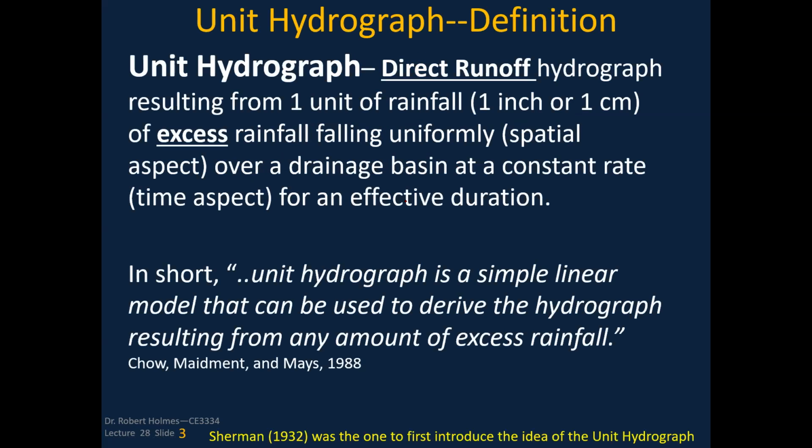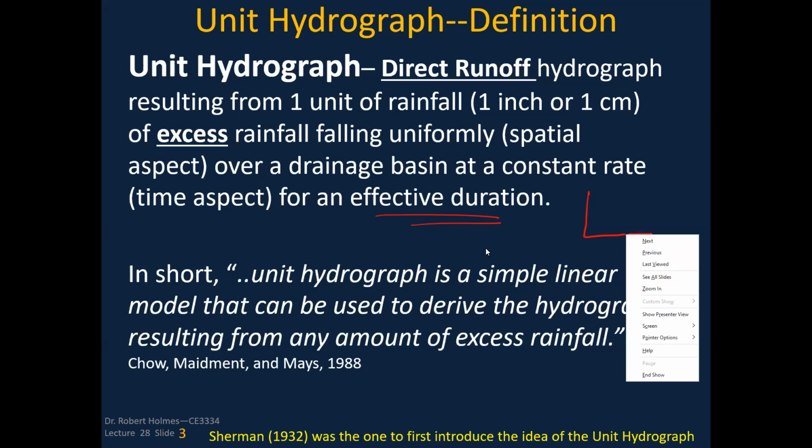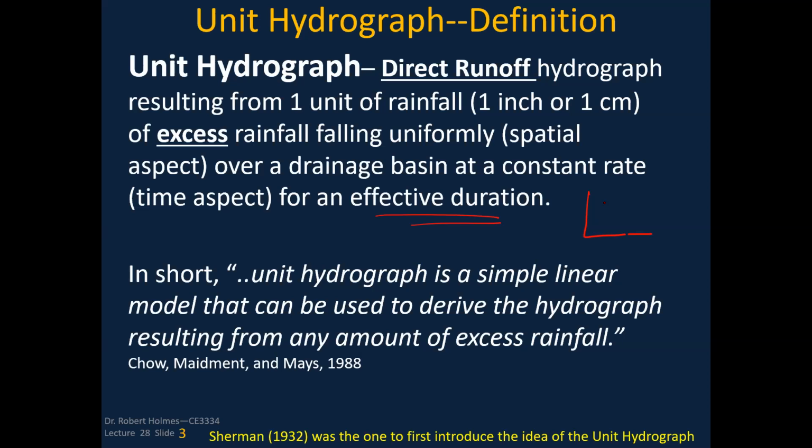The unit hydrograph is a definition. It's a direct runoff hydrograph resulting from one unit of rainfall, either an inch or a centimeter of excess rainfall, falling uniformly over a drainage basin at a constant rate for an effective duration. This is very important. What this basically is, the unit hydrograph for a particular watershed, is how that watershed is going to respond to 1 inch of excess precipitation for a certain duration.